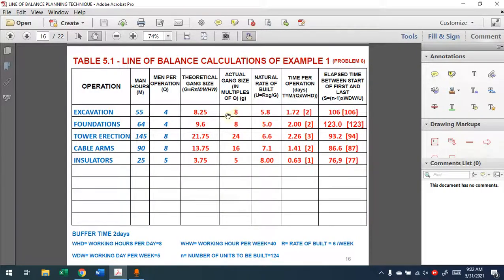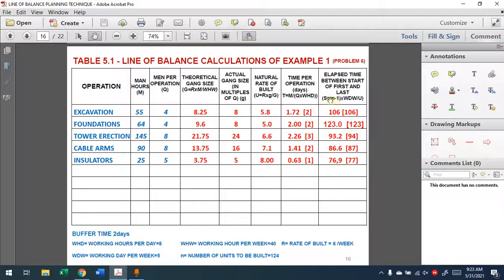Then we said natural rate of build. Since we said we needed 8.25 to have this rate of 6 units per week, when you change the gang size the rate will change. So you're going to find a natural rate, and then we'll find the days with that many people, for example 8 people that we have, and how many working hours per day we have, and how many days this is per week, 40 hours per week. We can find this daily because we know the working hours per day. Then we'll find the duration because we need 55 hours to finish this operation. With this many people we're using, this will be the value, 2 days required to finish. We said those values when they come out we'll always make sure they are integers and we'll increase them.